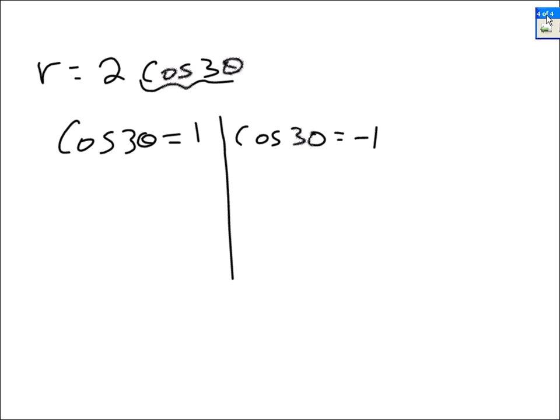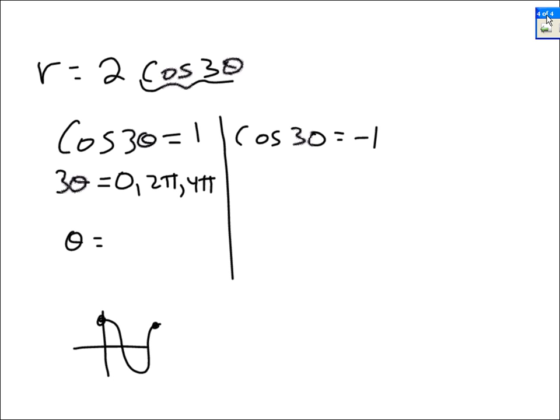Okay. Well, cosine of theta is 1 at 0, 2 pi, 4 pi, and 6 pi. So 3 theta is 0, 2 pi, 4 pi. Now, I'm anticipating dividing by 3, so I'm going to stop at 4 pi. Because if I went out to 6 pi and I divided by 3, I'll get 2 pi. I don't want to get 2 pi or above.